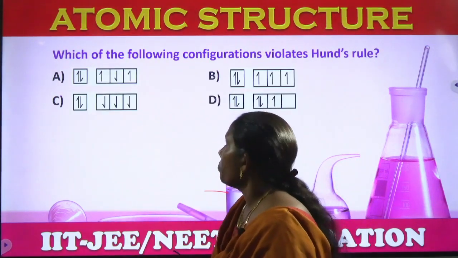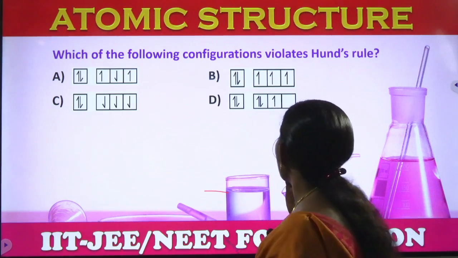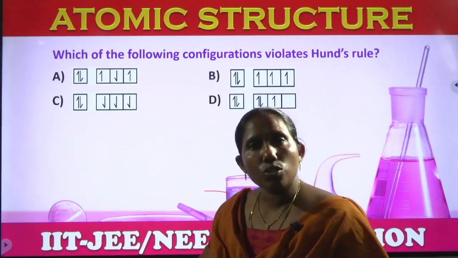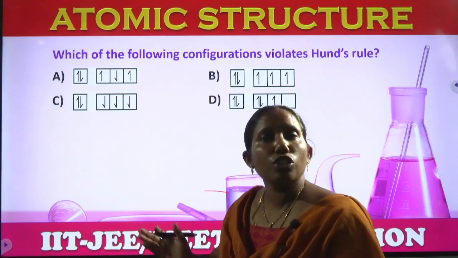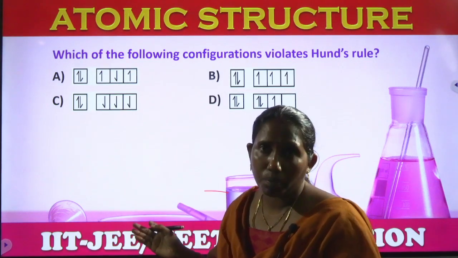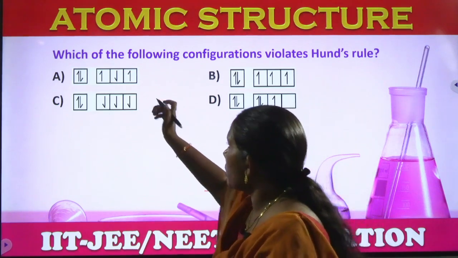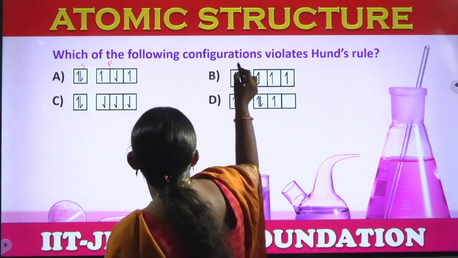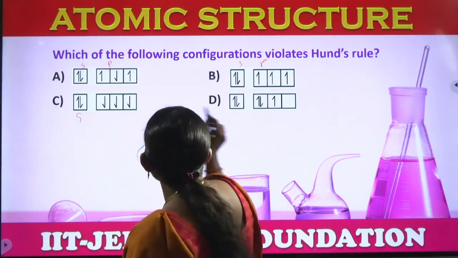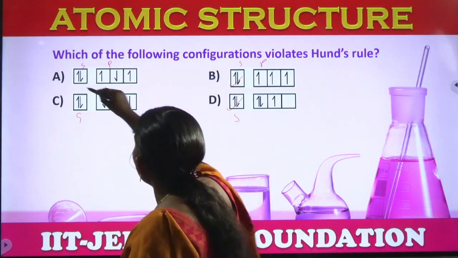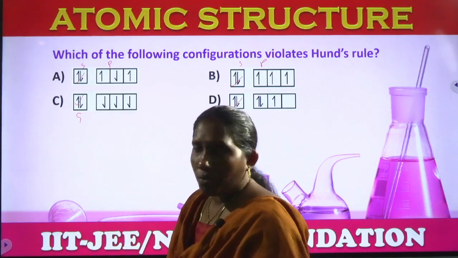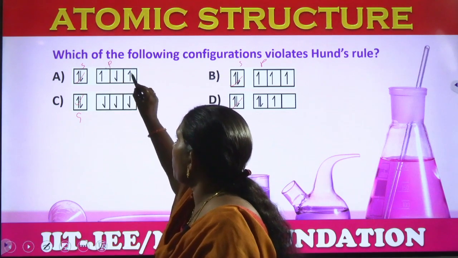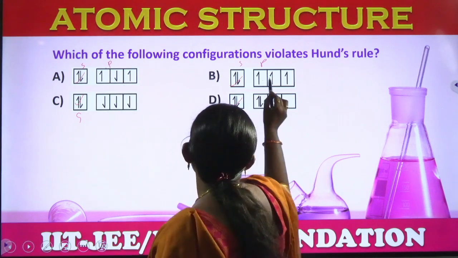Comes to the next one. Which of the following configurations violates Hund's rule? Just now we discussed Hund's rule. What is Hund's rule? All the degenerate orbitals should fill first, then only they should pair up. So just check the first option. 1s, only one orbital is there, so it is s orbital, it is p orbital. All s has only one orientation, so what is given for s orbital is correct. Comes to the p. The electrons px, py, pz, px, py, pz.